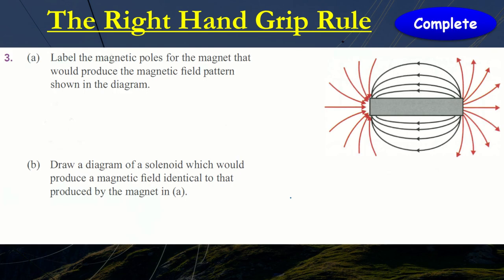The last one we are going to do says label the magnetic poles for the magnet that would produce the magnetic field pattern shown below. So in this case here, remember it's always away from the pole if it is a north. So north here, and then south. So we're showing a north to south motion here. Draw a diagram of a solenoid which produces a magnetic field identical to that.